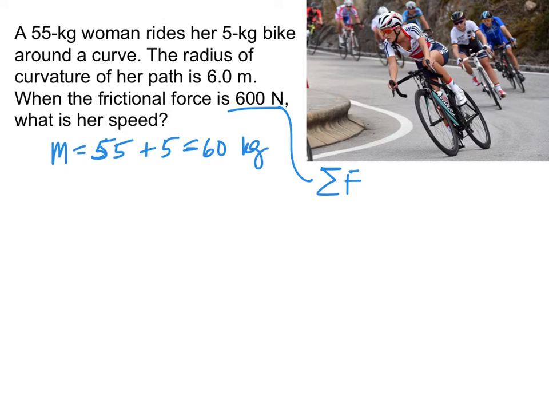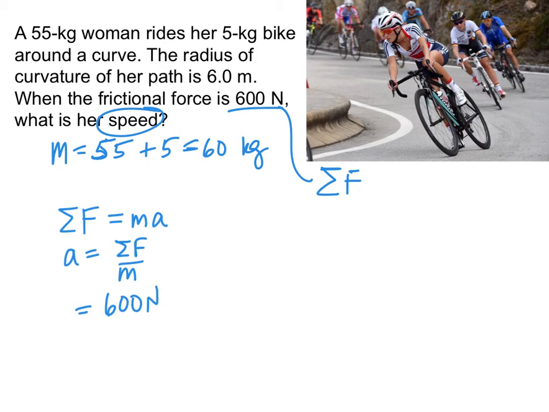What we're going to do is first figure out what the acceleration is from that value, and then use that to figure out her speed. So we're kind of doing the problem in reverse from what we did on the previous slide. Let's start with Newton's second law, sigma F equals ma, and I'll rearrange it so that my acceleration is by itself. So we are taking that 600 newtons and dividing it by 60 kilograms.